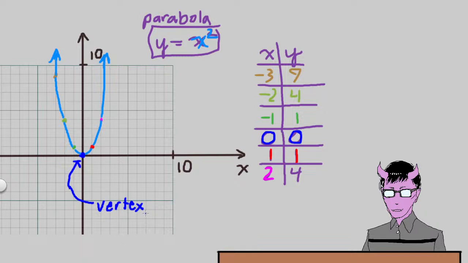But anyway, that's the vertex. Colloquially, it's either the highest or lowest point. So in this situation, the lowest value is 0. So we have 0, 0 is the vertex, the lowest point of our function, (0, 0).